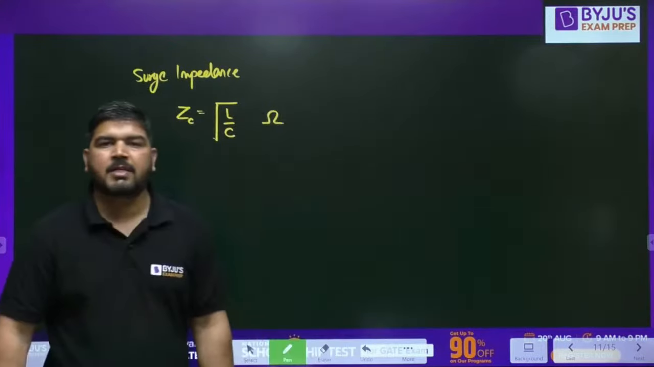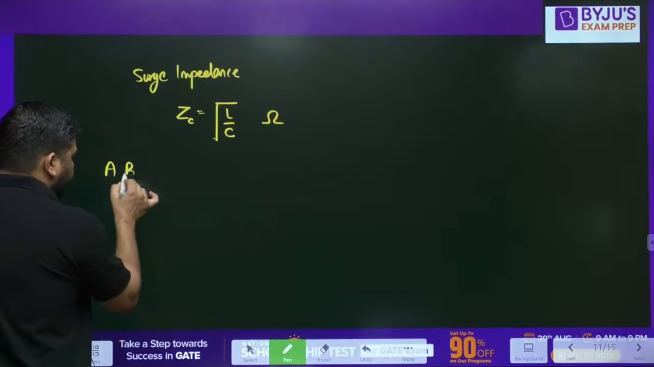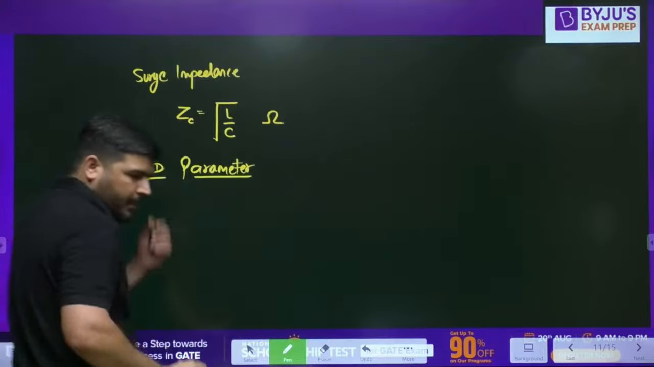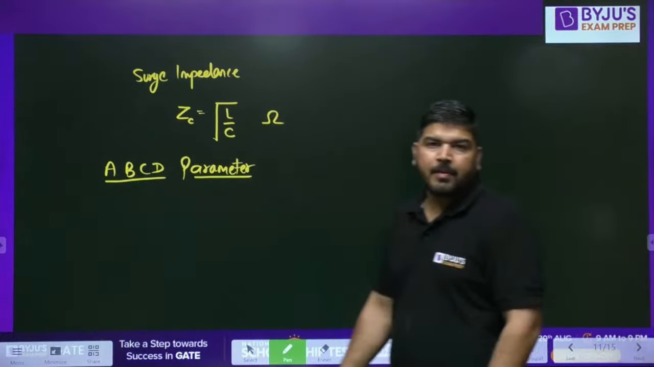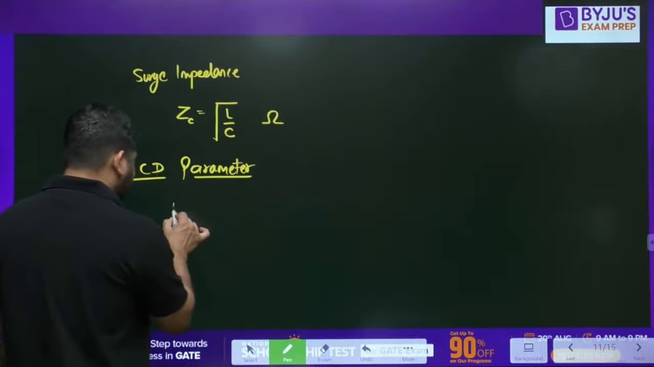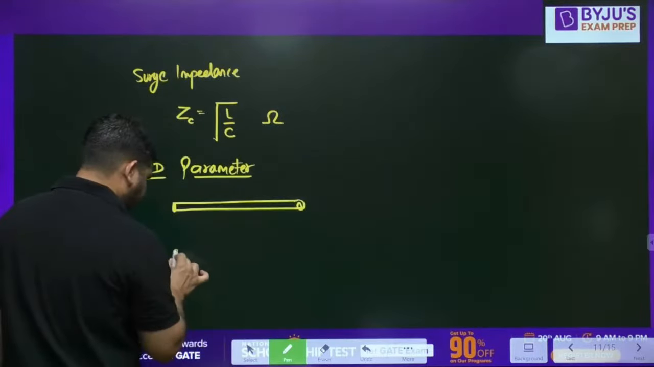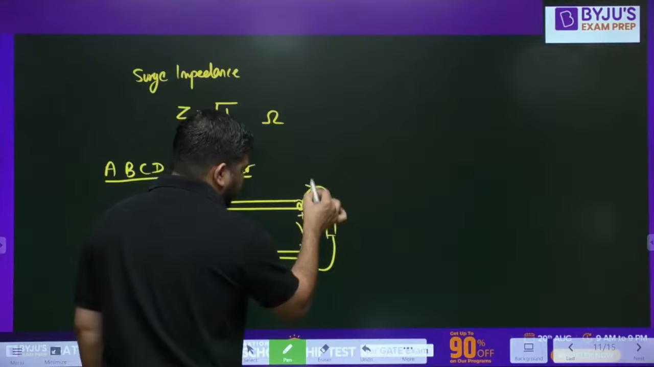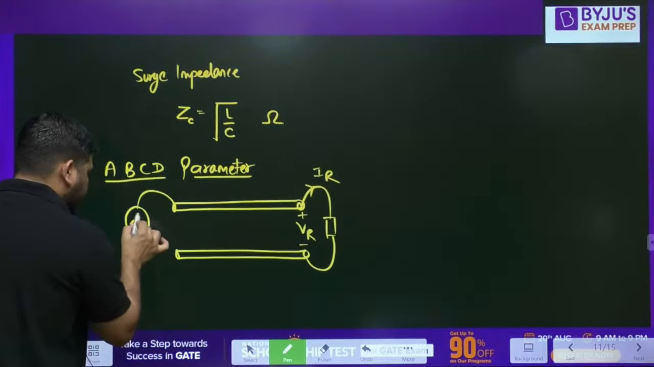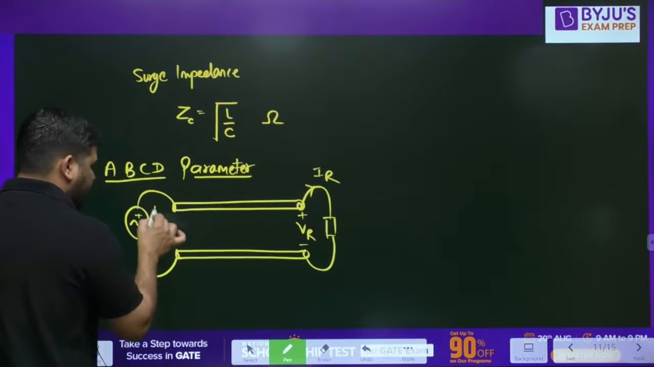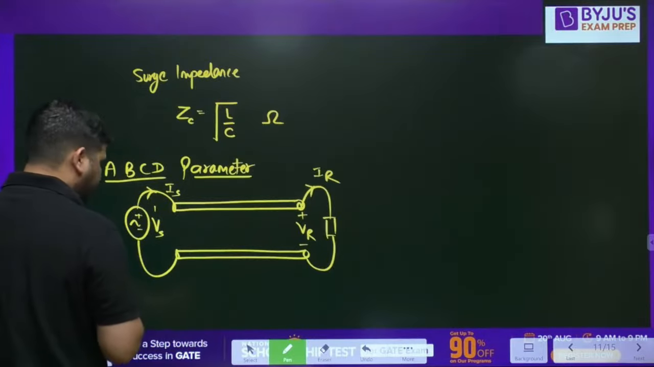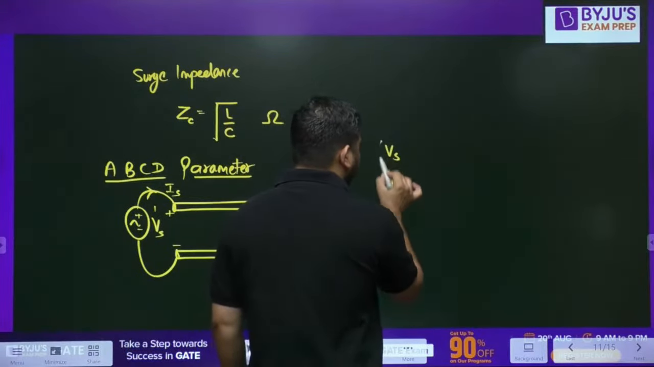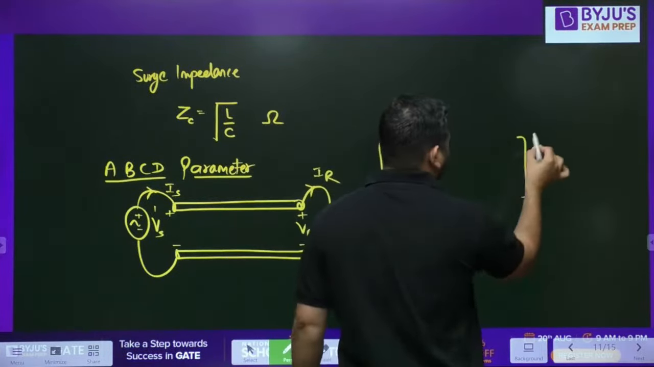Now it's time for the ABCD parameters of the transmission line. How to calculate the ABCD parameters? In ABCD parameters, we have the sending end side and the receiving end side. Let's say this is our transmission line. This is the load side. So we have the receiving end voltage VR and this is the receiving end current IR. And on this side we have the source, so we have the source voltage Vs and this is the source current Is. Is it clear, everyone? So for the ABCD parameters, what you need to do is write Vs and Is in terms of VR and IR.